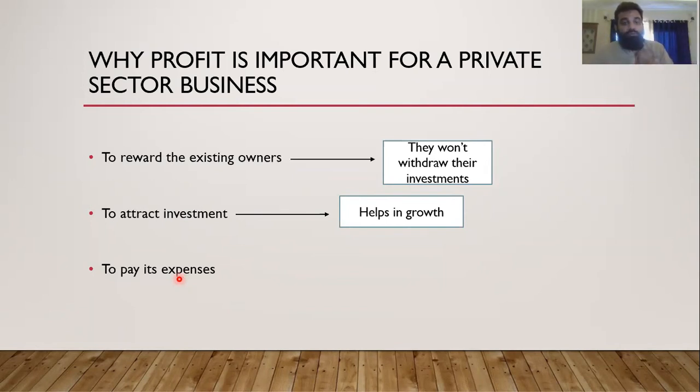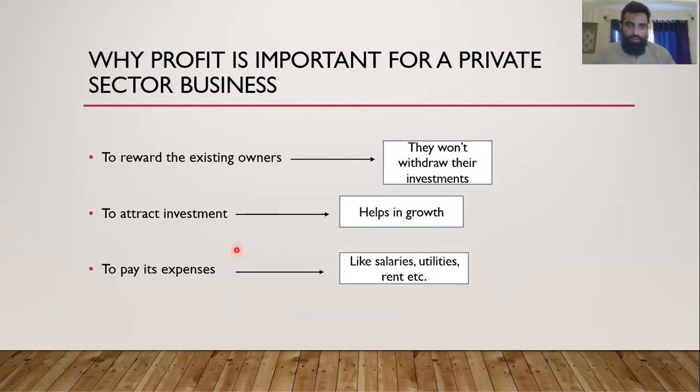So in short, profit is used to pay for the expenses, and sometimes we have to wait for the profit to convert into cash. Just like we discussed, some customers don't pay, we wait for them to pay. Once they pay, then we use the cash to pay expenses. Expenses are, we know that, and you know better than me, salaries, utilities, rent, etc. To sum up, profit is important to reward the owners, to attract investment, to pay for the expenses.